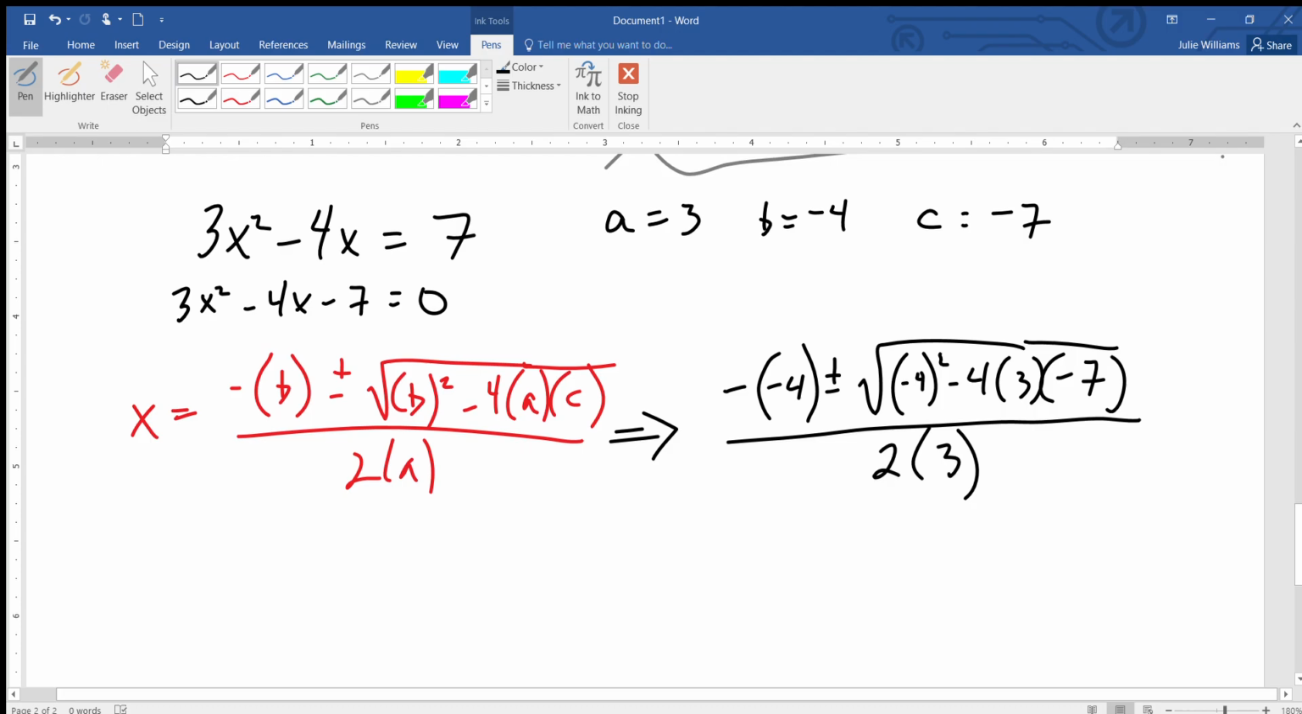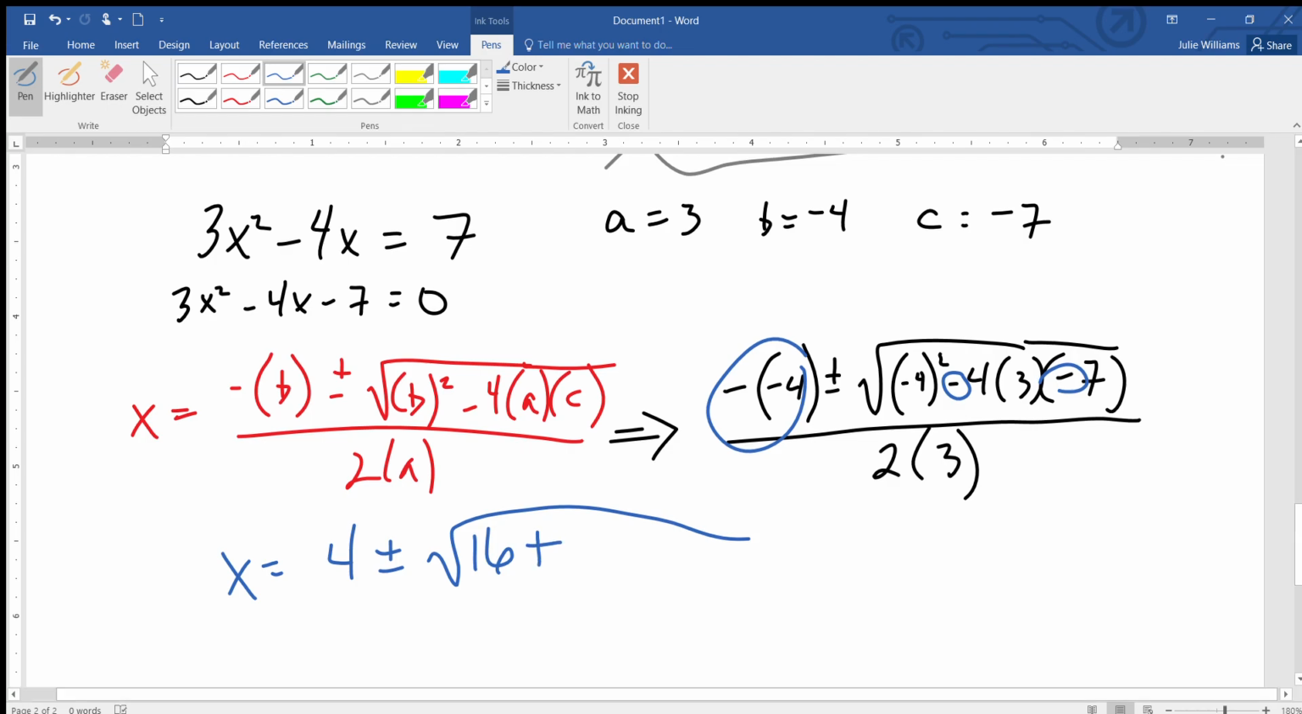Okay, now we can begin our simplification. I'll use blue. Blue for Buckeye. All right, so now I know that x is equal to negative times negative 4 is 4, plus or minus the square root. Negative 4 squared is 16. Okay, now I have an even number of negative symbols. So negative times a negative is going to be a positive, so it's going to be a plus. All right, so then I have 4 times 3 is 12 times 7 is 84. So it's going to be plus 84 all over 6.